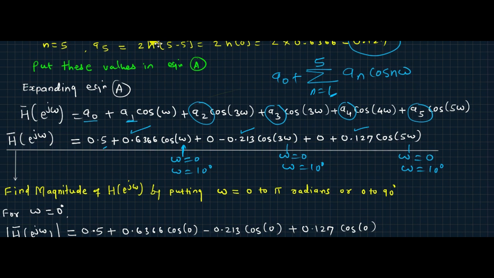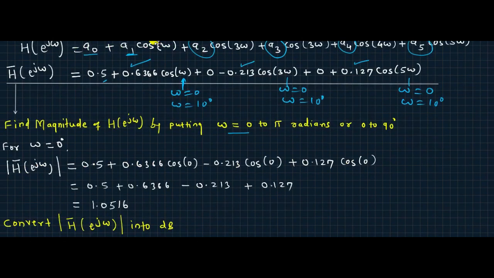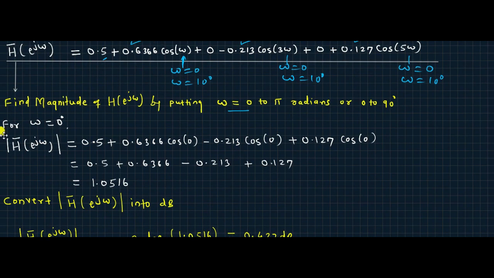Now, find the magnitude. I have calculated for one value, and we can calculate for all the values using a calculator. For omega equal to 0, it is cos 0, cos 0, cos 0. According to this equation, it is cos omega, cos 2 omega, cos 3 omega and so on. So cos 0 is 1.